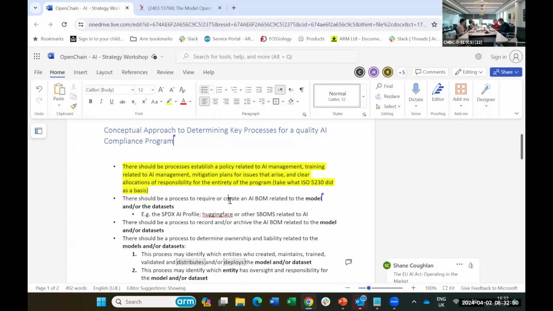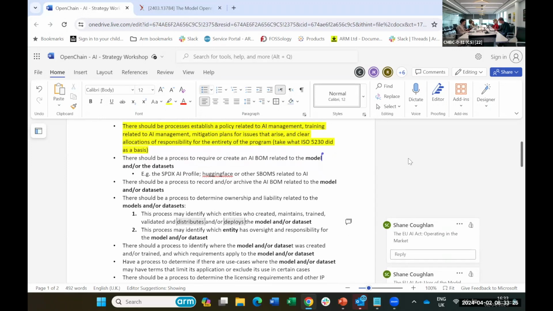The bit in yellow at the start is taken, similar from the ISO 5230 standard, where if we're wanting to build trust, we would have in a company a policy. We're not saying what that policy states, but you should have a policy. You should have some form of training related to AI management, some mitigation plans if issues arise, and clear allocations of responsibility for the program. That was taken from that standard, as I just said. So that's a preamble to these more specific AI topics.